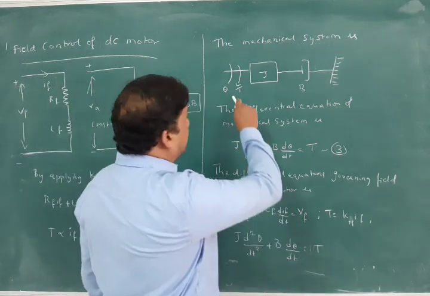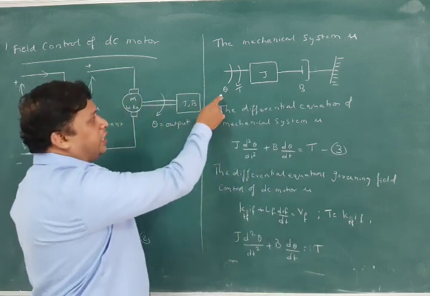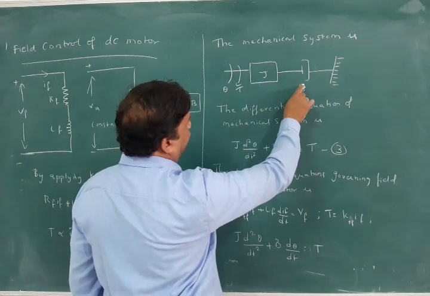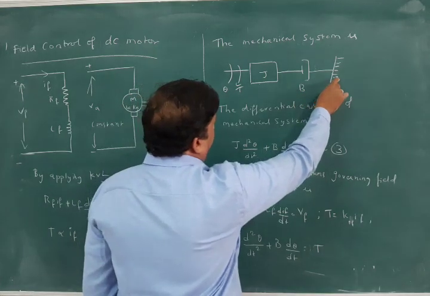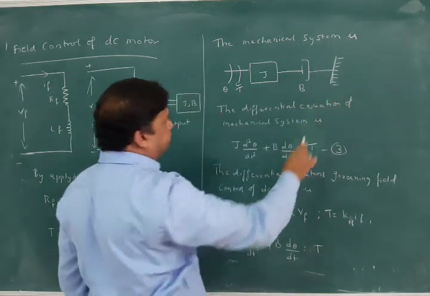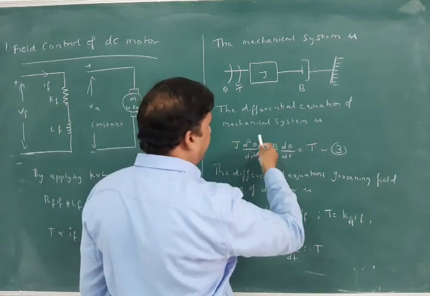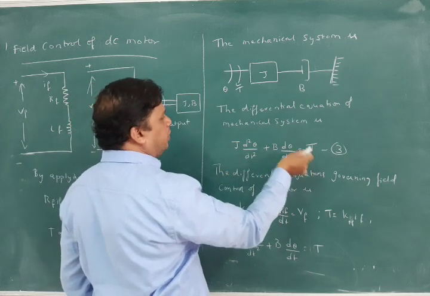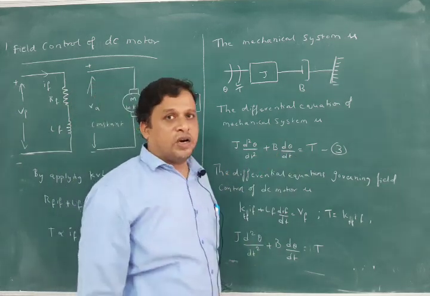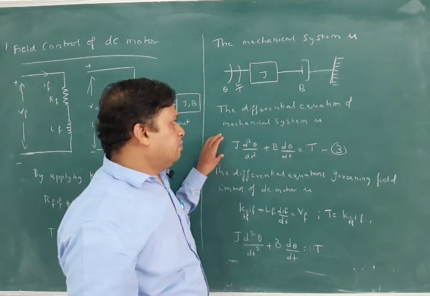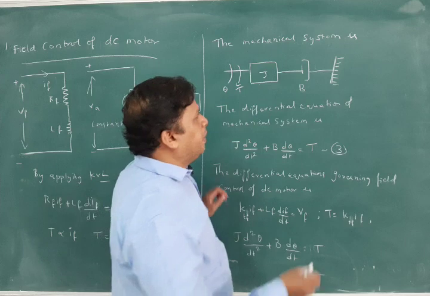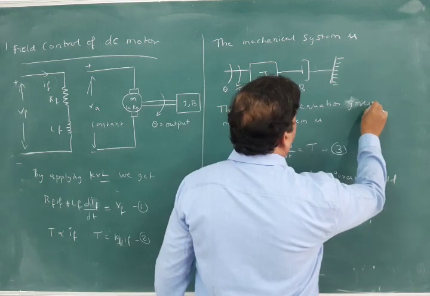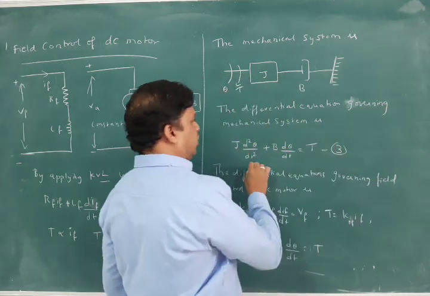Now the mechanical system we have to draw for this. So we will write theta, torque and J, as well as the friction coefficient, that is, we draw a dashpot B, and here it is fixed. Now the differential equation of the mechanical system is given by J into d square theta by dt square plus B into d theta by dt is equal to T. The same is written as in the armature control method. Don't forget this mechanical system equation, the differential equation governing the mechanical system, the third equation.